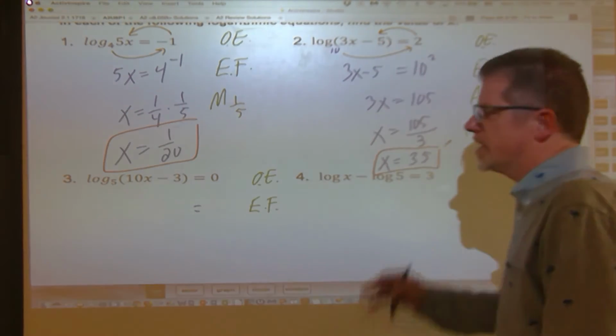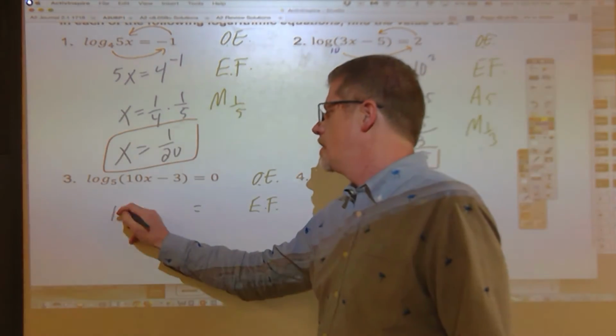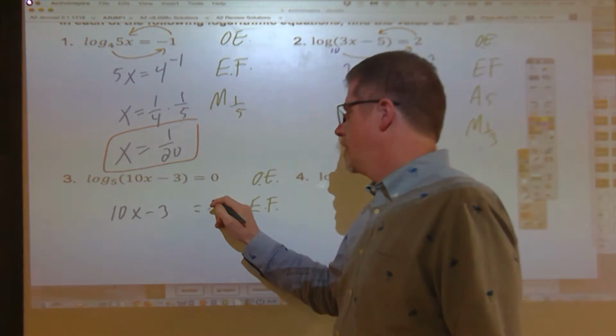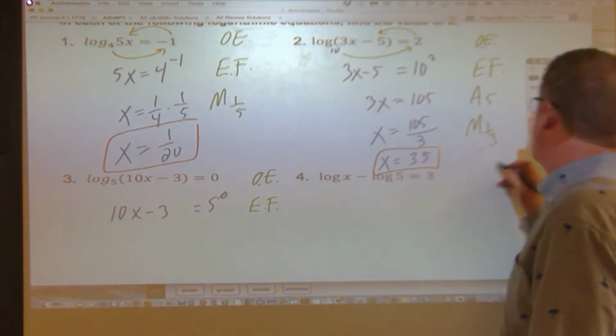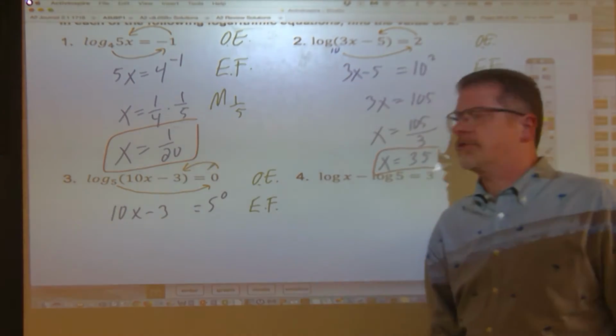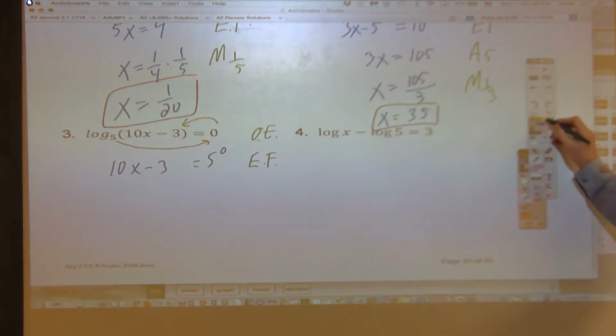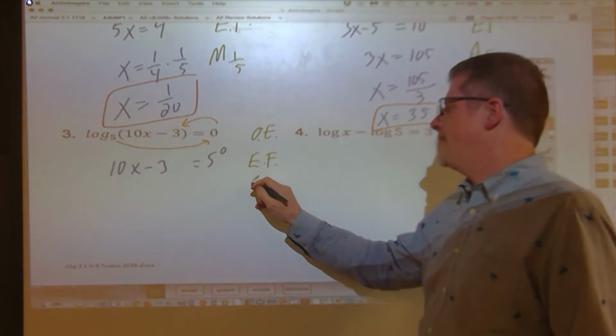Jay, back to you on this. I want to give you a chance to succeed. Would it be 10x minus 3 equals 5 to the 0? Yeah, 10x minus 3 equals 5 to the 0. You see 5 to the 0 is 10x minus 3. Now finish solving for x. When you're done, check up here to see if we agree.